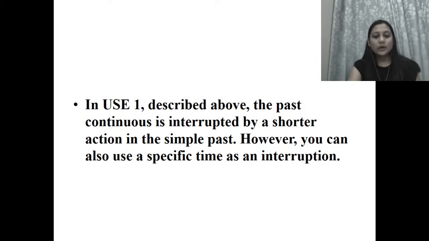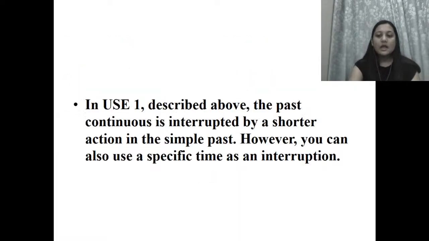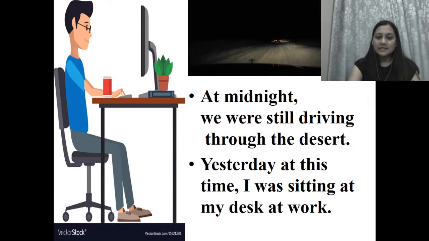Now, in use 1 described above, the past continuous is interrupted by a shorter action in the simple past. अभी तक हमने जो भी activities देखी, it started to rain, I didn't hear the bell, ये सब हमने shorter action को किस में use किया है? Simple past tense में. However, you can also use a specific time as an interruption. The other side of the story is that we can use a specific time as an interruption. So at midnight, we were still driving through the desert. So you are talking about midnight, right?